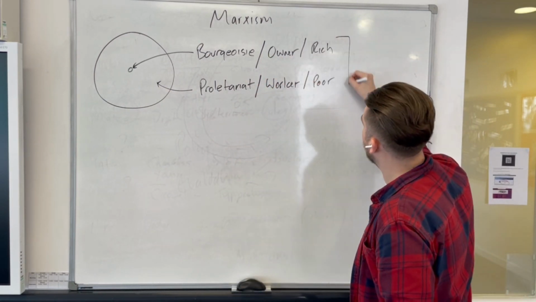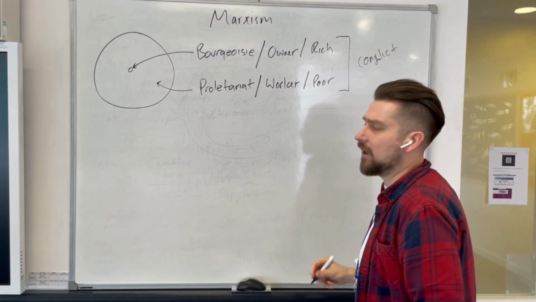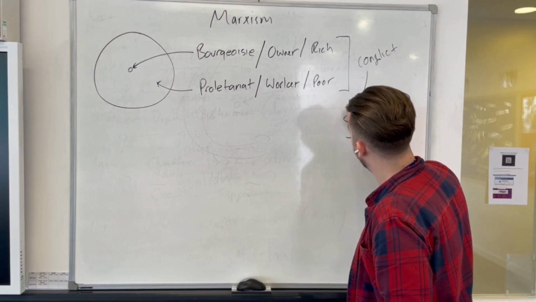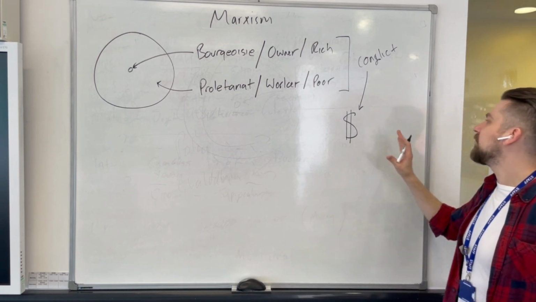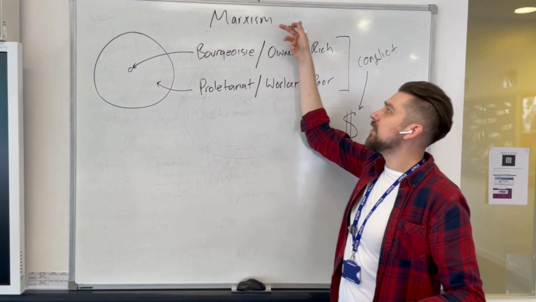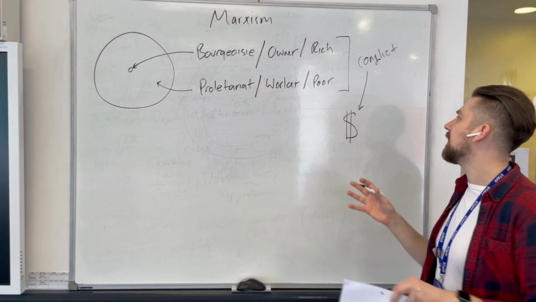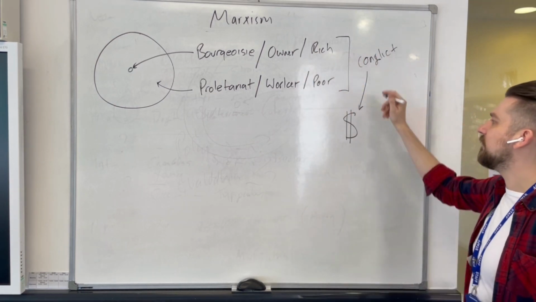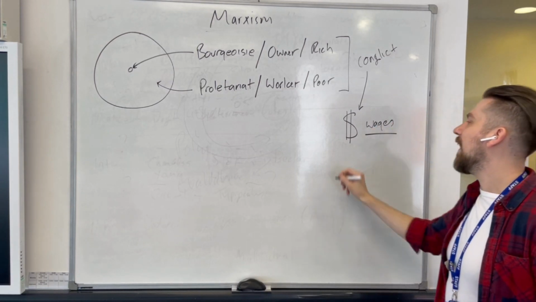And what Marx would say is that these two groups are in conflict. These two groups are in conflict principally over money. Okay, so the idea of money and wealth. So in the Industrial Revolution, from Marx's perspective, he sees the rise of these big businesses and these big corporations, and he sees that there is a conflict between these two groups over money, and that money will probably come in the form of wages.